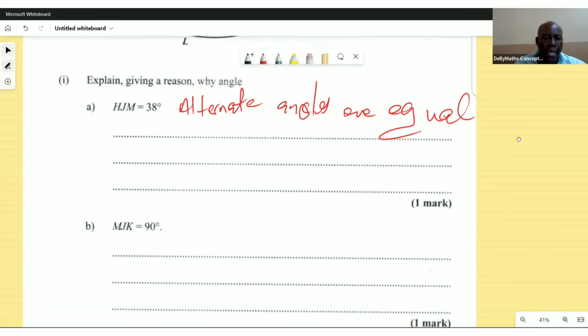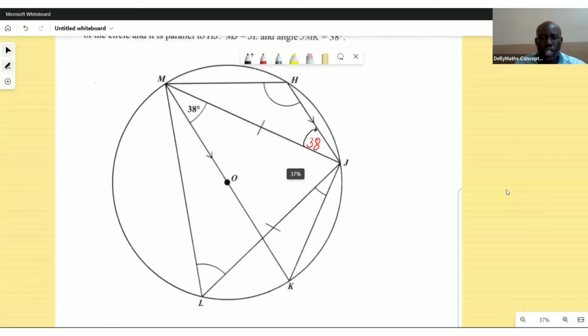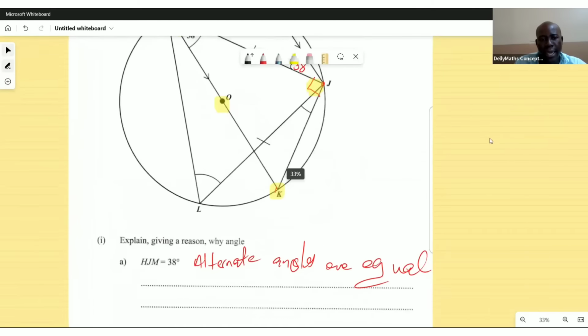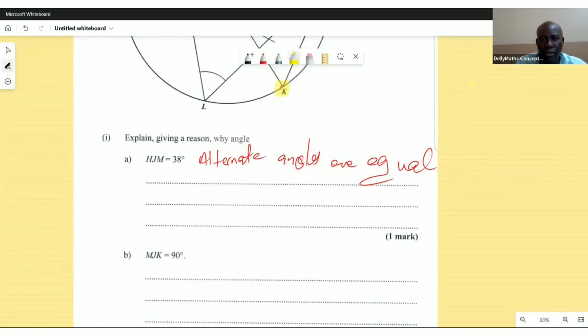MJK is 90. MJK, look at it. M to J to K. So we're dealing with M to J to K right here. Remember though that MOK is actually a straight line, which means that we have an angle in a semicircle going on. So I am able to say this part is 90 degrees based on that fact. So for that angle they want at MJK, it's 90 degrees because of this.